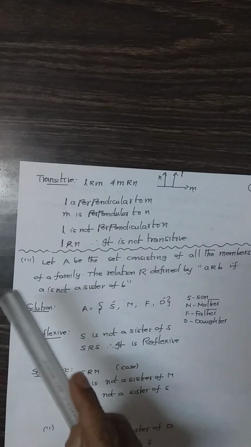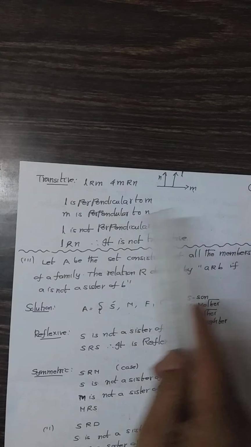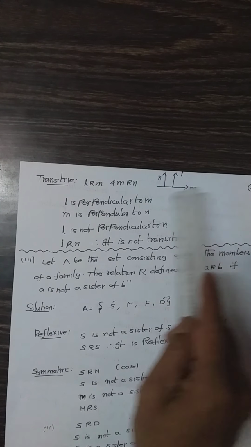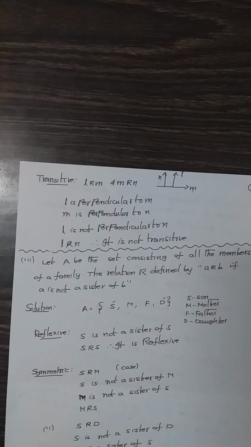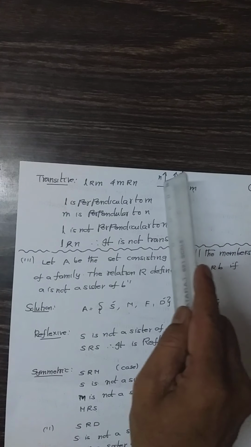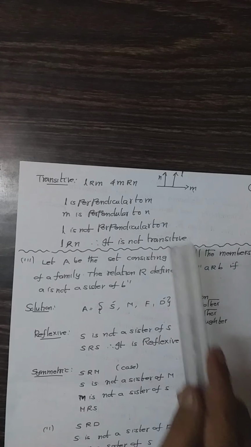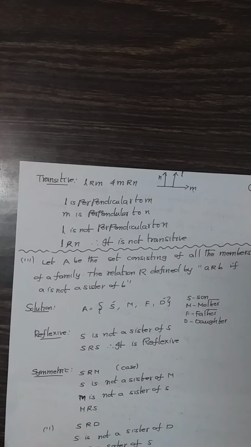L is perpendicular to M. You see here, this L is perpendicular to this M. Next, M is perpendicular to N. Suppose this M is perpendicular to this line N. And now you have to check whether L is perpendicular to N or not. You see here, definitely not. L is parallel to N. So L is not perpendicular to N. So L is not related to N. So it is not transitive. It is only symmetric. It is not reflexive. It is not transitive. So that is the thing you should understand.